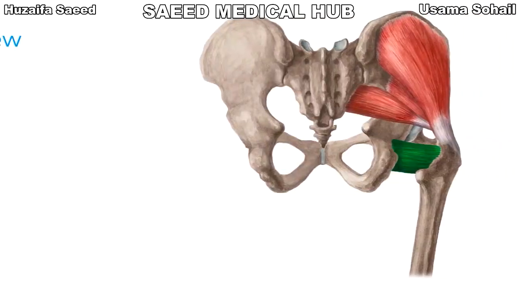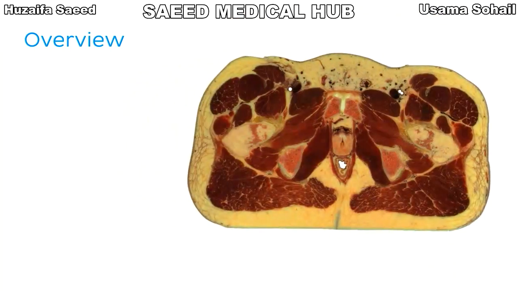The quadratus femoris muscle is one of many that acts to stabilize and rotate the hip joint. So if we draw an imaginary line through this muscle, we end up with a cross-section that looks like this. This cross-sectional image is what we'll be primarily using throughout this tutorial.